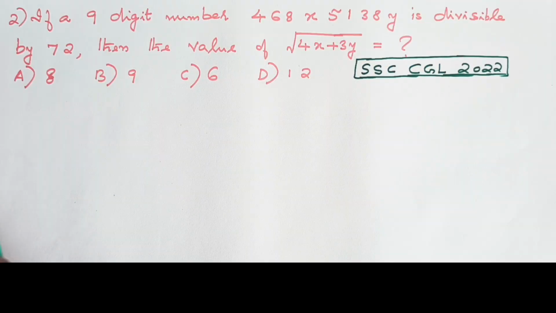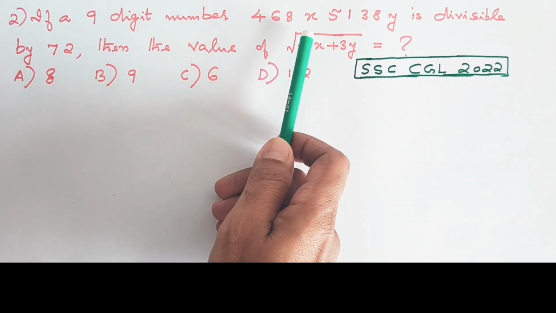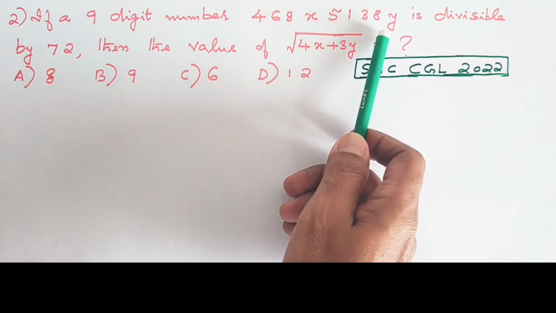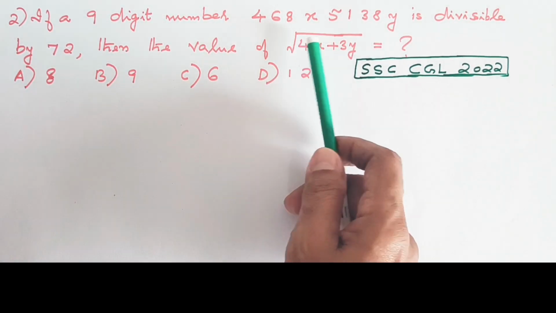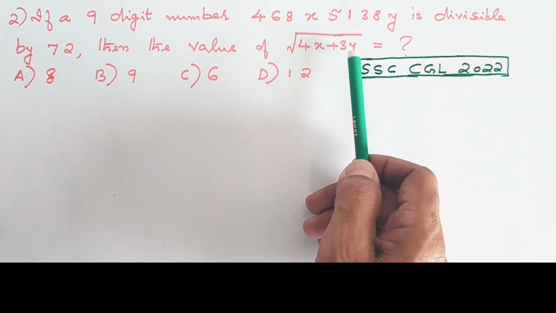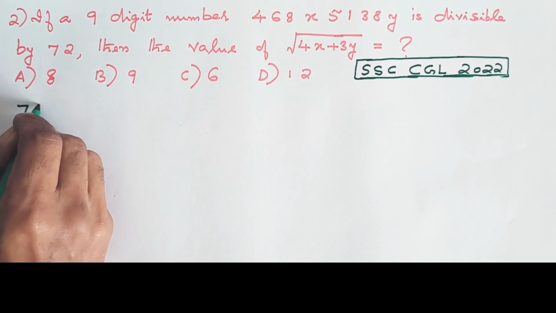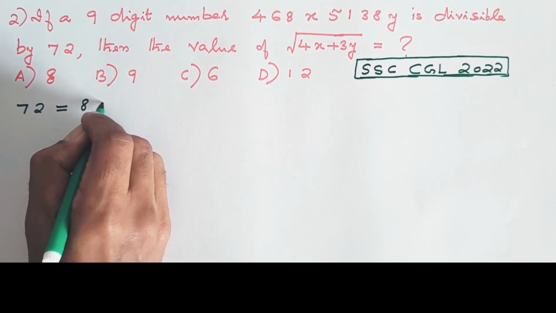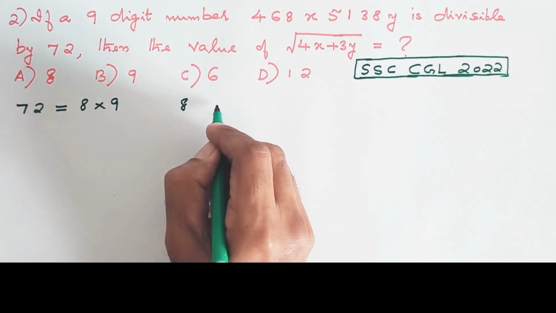The second question is this. If a 9-digit number 468x5138y is divisible by 72, then the value of square root of 4x plus 3y equals what? These are the four options given. Like we did before, factorize 72 into two co-primes. So the given 9-digit number is divisible by 8 and 9.